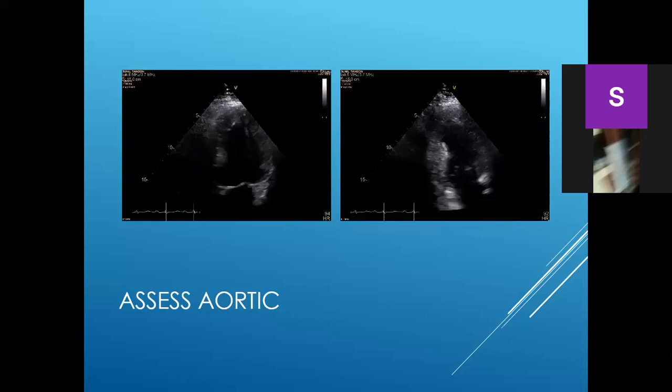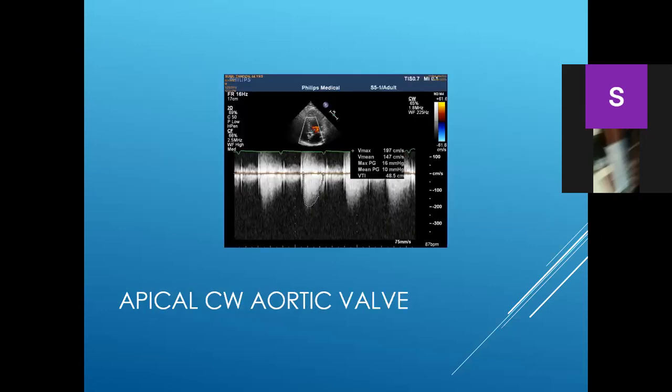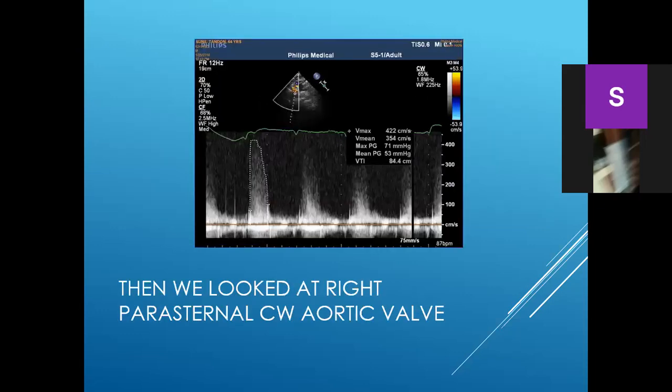Concentric LVH in a non-hypertensive patient with a thickened aortic valve, start suspecting that you are missing a severe aortic stenosis. And then you have to try some other tricks of the trade and start looking at epigastric, start looking at suprasternal, start looking at one of the views which I learned from Dr. Rakesh, the RAO, right anterior oblique view.